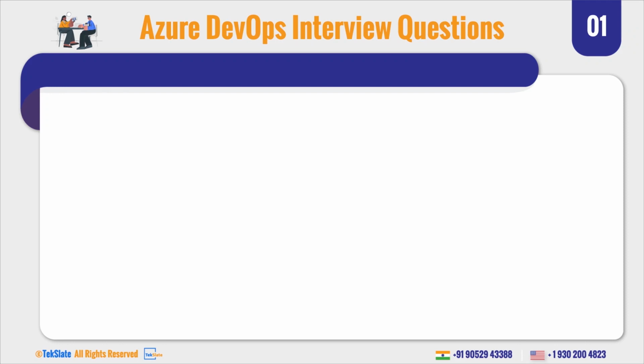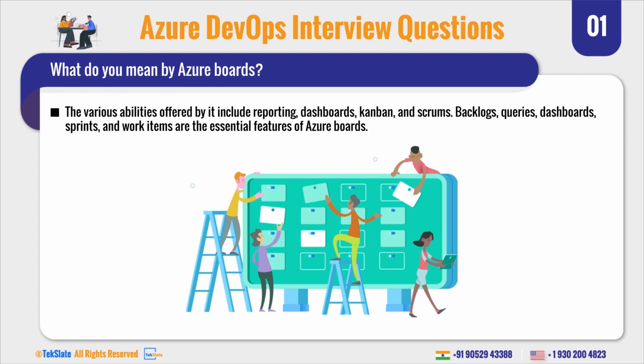The first question is, what do you mean by Azure Boards? This Azure DevOps service is used for managing software projects, and the various abilities offered by it are reporting, dashboards, Kanban, and Scrums. Backlogs, queries, dashboards, sprints, and work items are essential features of Azure Boards.